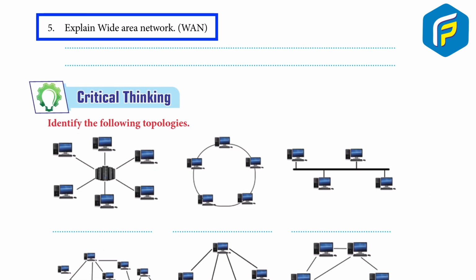5. Explain Wide Area Network, WAN. Answer: Wide Area Network. A wide area network occupies a very large area, such as an entire country or the entire world. It consists of many smaller networks, such as LANs or MANs. The primary characteristic of WAN is that data transfer requires a public telecommunication medium. A very common example of WAN is the internet, wherein millions of computers are interconnected with each other.